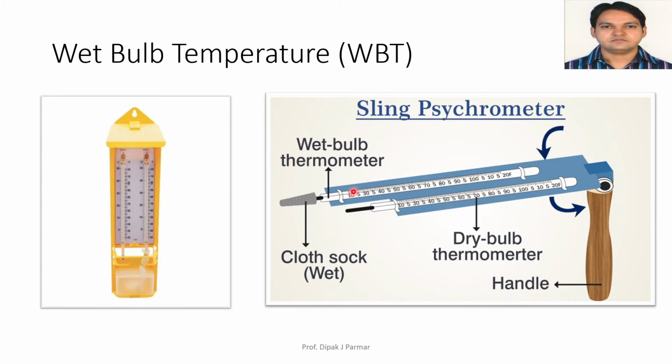When it rotates, the air will pass through the wet cloth. When air passes through this wet cloth, cooling will happen in the water present in the cloth, and the temperature which we measure is the temperature of the water present in the wet cloth, and that temperature is called the wet bulb temperature. Let us understand this phenomenon.